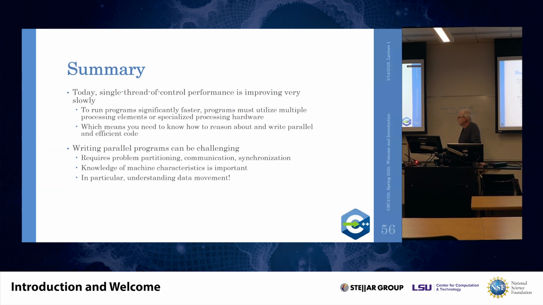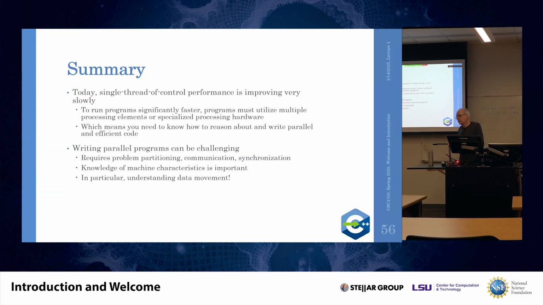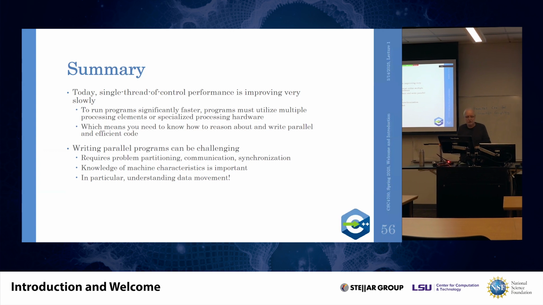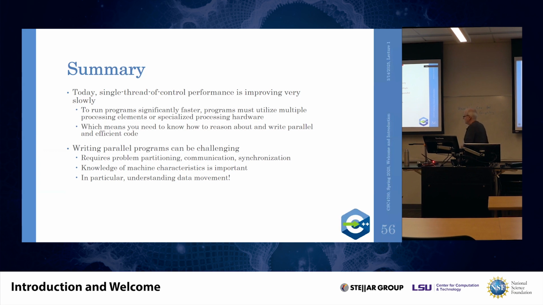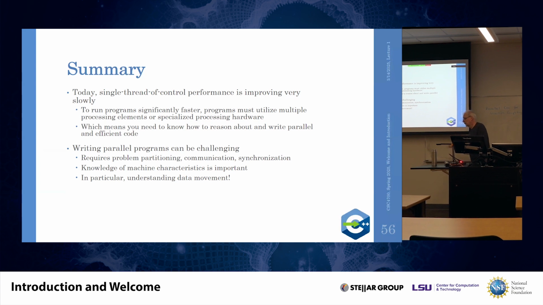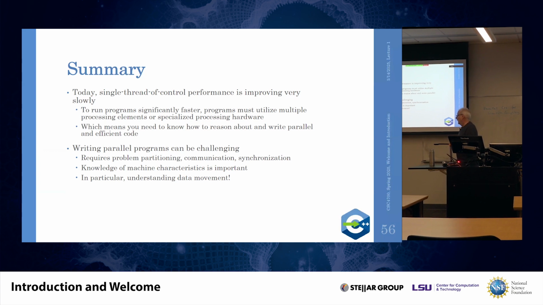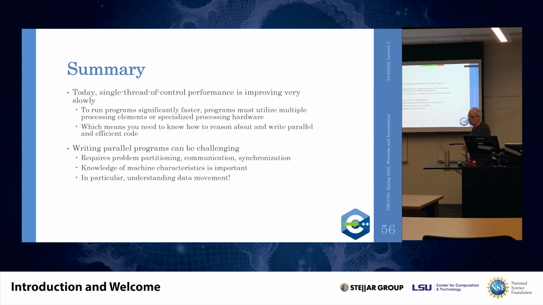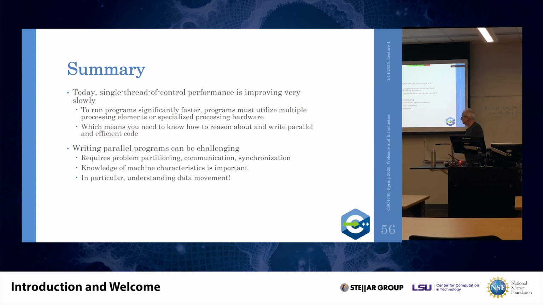And we need to use specialized processing hardware. So you need to know how to reason about and write parallel efficient code, understanding what the hardware is doing underneath. Please note that writing parallel programs can be very challenging because it requires you to partition your problem, you have to think about communication patterns, and you have to think about synchronization between different threads. So the knowledge of machine architecture and machine characteristics is very important. And we will always go back to that because this is a fundamental of understanding all of this.